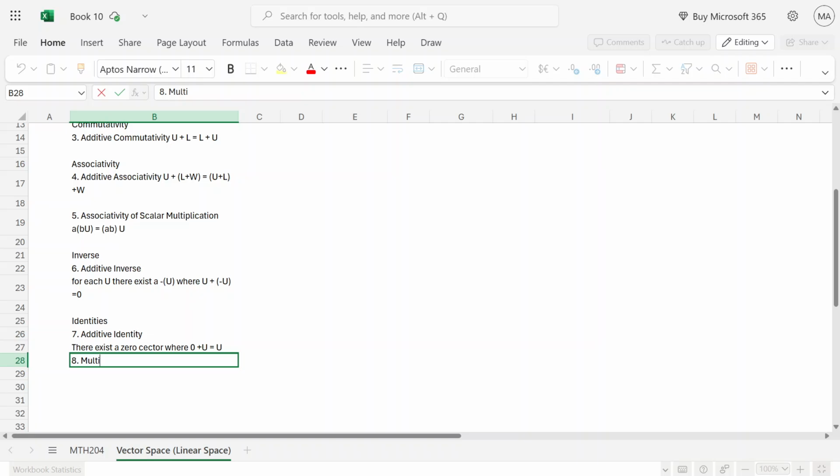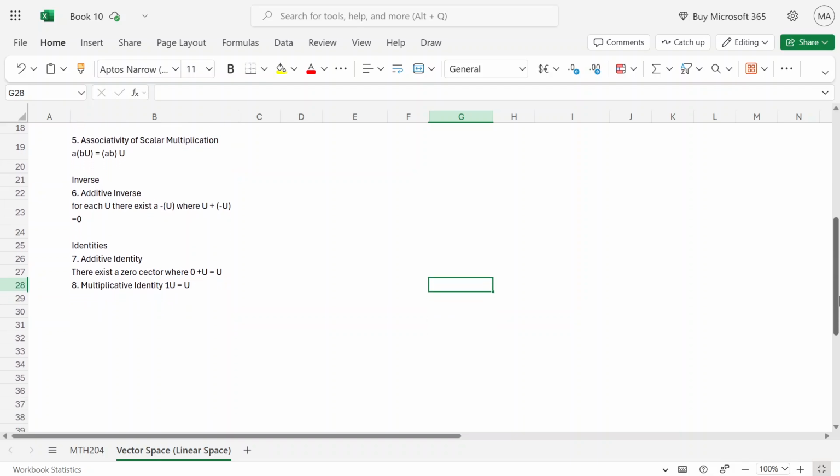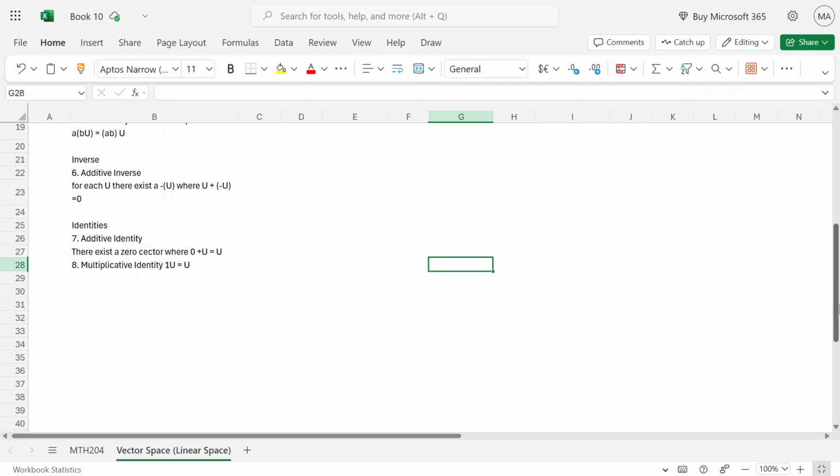Now there's also multiplicative identity. So there also exists a 1, where when you do 1 times u will be equals to u. As we said that time, when you have a 1 and you multiply it with u, it will give you u the same, and it will still be the same thing.